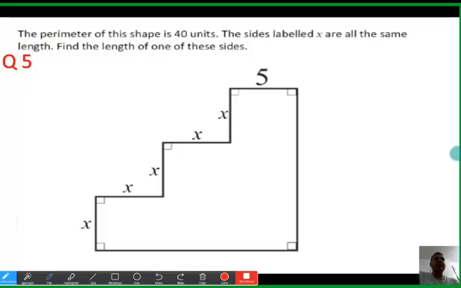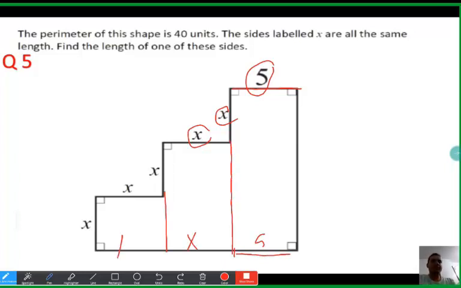The perimeter of the shape is 40 units. The sides labeled X are all the same length. Find the length of one of these sides. Right. Here 5 units. And here X, X, X, X, X. We need to find the length of one X. If this one is 5 units, that means up to here is 5 units. And then here X, up to here X, up to here X, and then X.